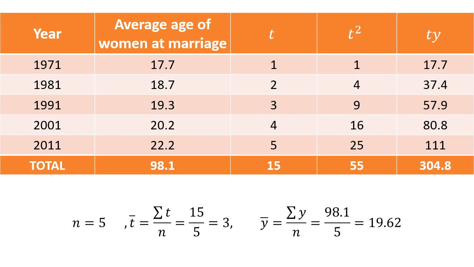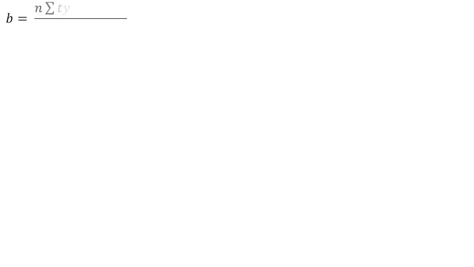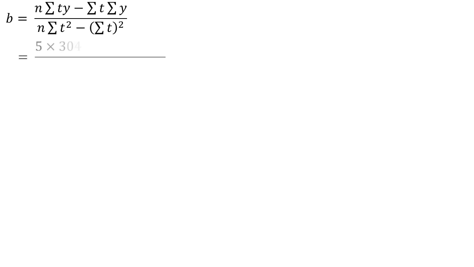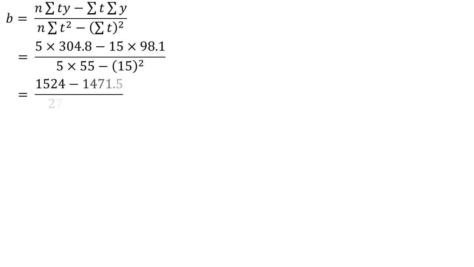We will move forward with our regular formula and sum. For b, the formula is usual: n summation ty minus summation t summation y, over n summation t square minus summation t whole square. We will put the values into the equation one by one. Don't mess up with the values, or you will not get the answer right. Carefully multiply and then subtract them and finally divide to get b as 1.05.